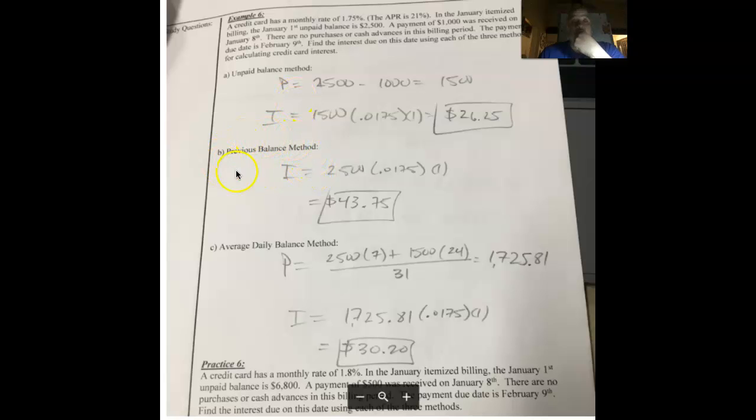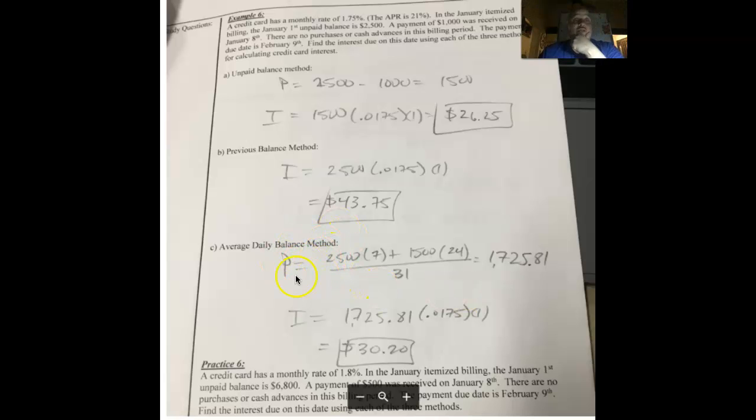The previous balance method uses the previous balance without subtracting the payments. So it just takes that previous balance of $2,500, multiplies by the rate, 1.75%. Again, we're just calculating for 1 month. That's why time is 1. And the interest for the month using the previous balance method is a lot more. It's $43.75. So if you compare these two amounts of interest, you can see, depending on what method the credit card uses, it could cost a lot more money to the credit card owner, the consumer.